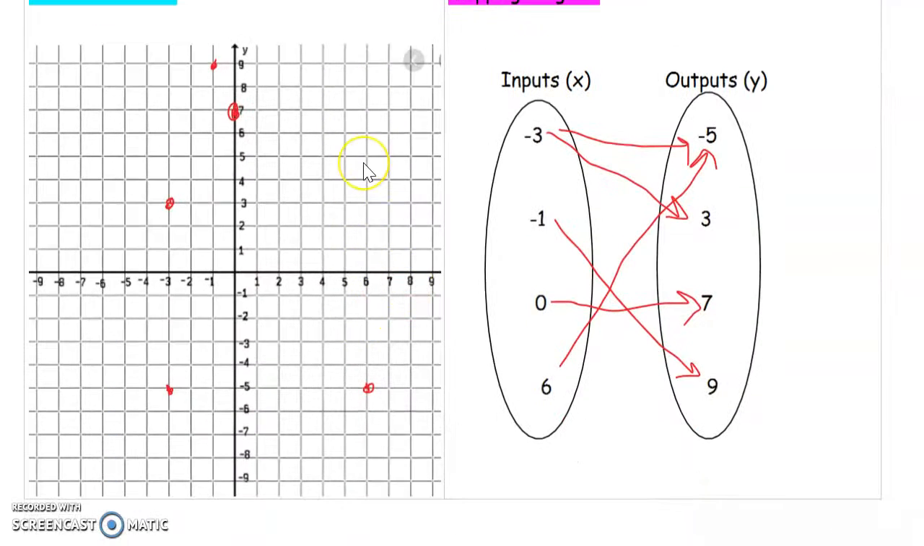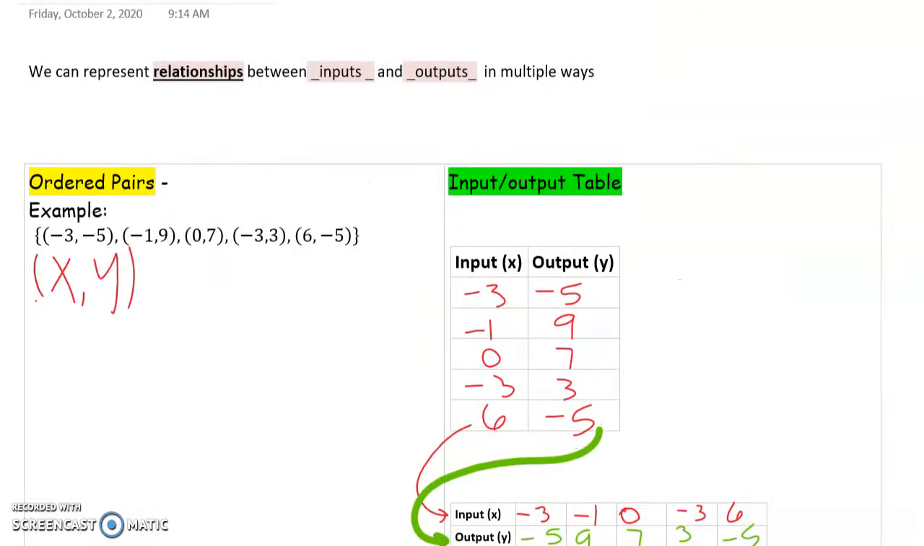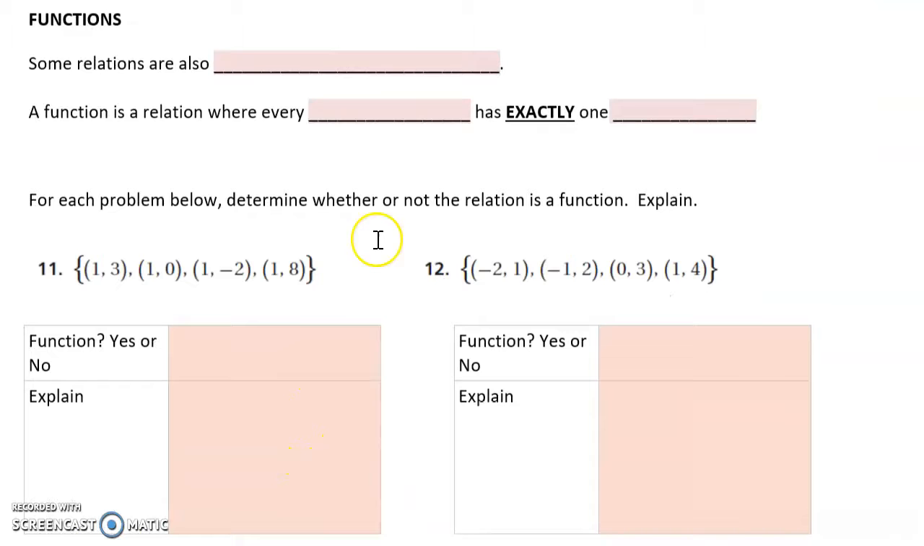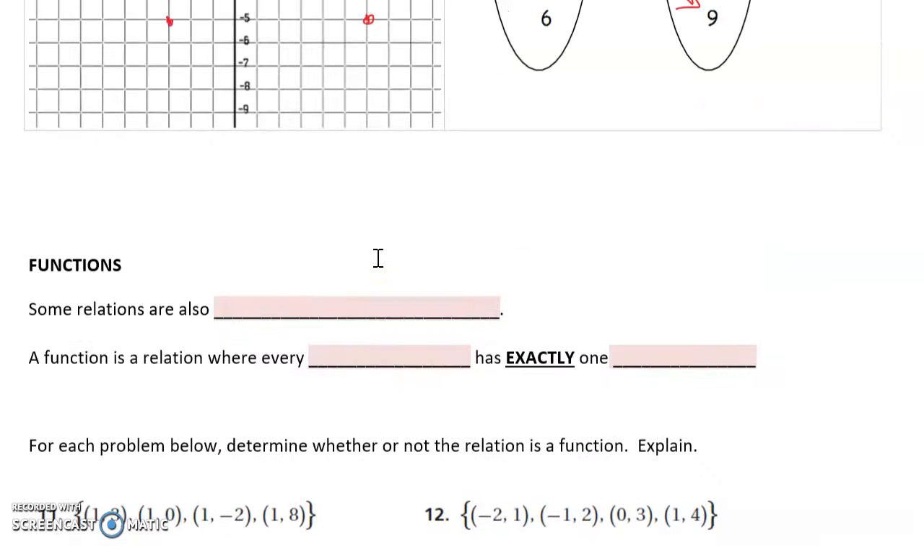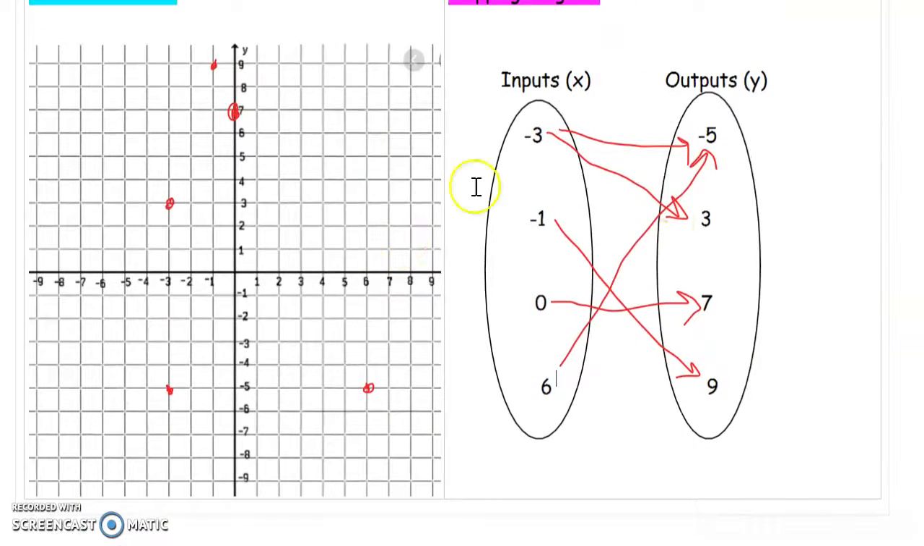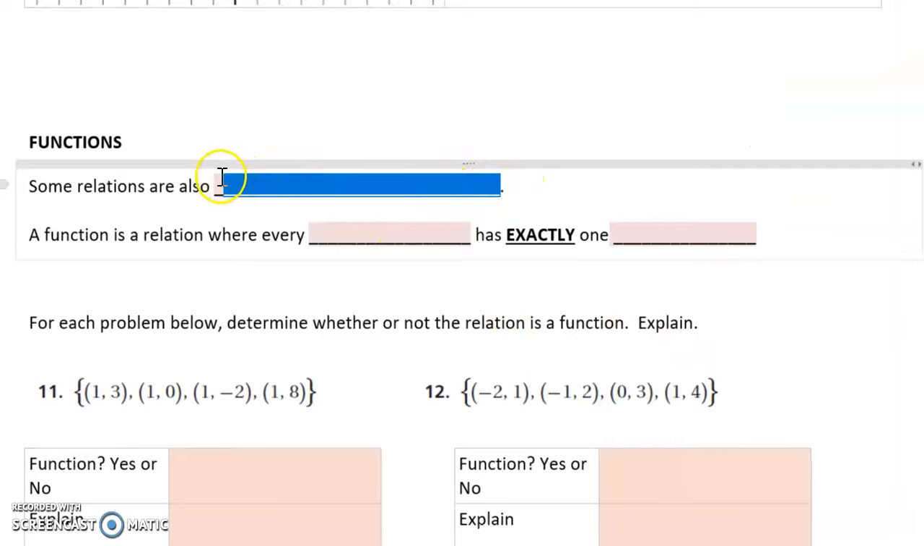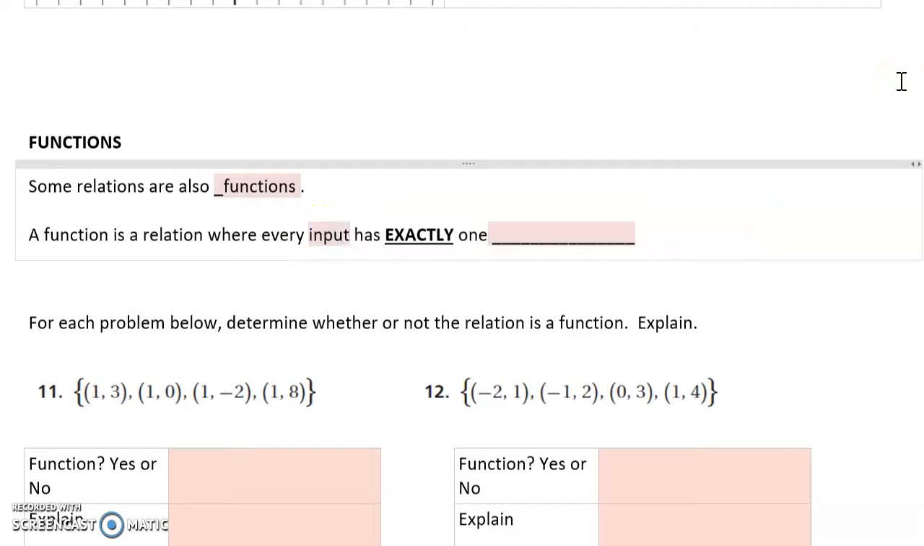Okay, 4 different ways, all representing the same relationship, which was this set of ordered pairs, this set of inputs and outputs. Now let's talk about what a function is. We're going to look at whether this is or is not a function, and we'll do that by looking at all these different types of representations. Some relationships are also functions. A function is a relation where every input has exactly, and I mean exactly, one output. One and only one output.